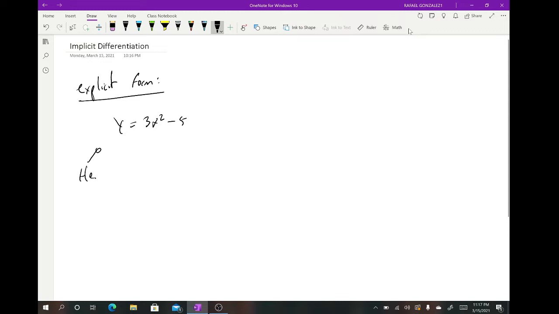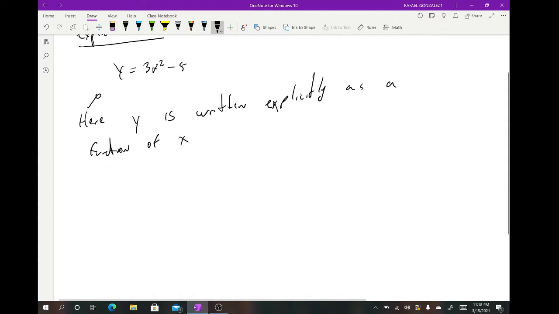So here, y is written explicitly as a function of x. The value of y depends clearly on x. Okay? Now, another example of this will be the function y equals 1 over x.